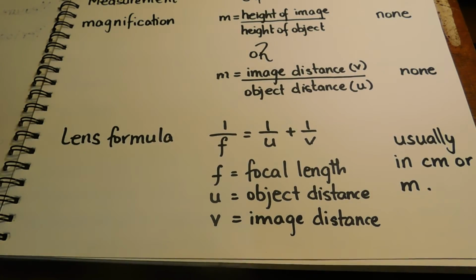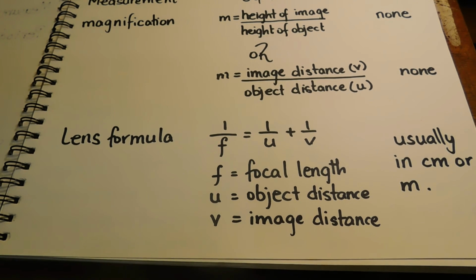We continue with the waves. You deal with magnification. And the magnification is determined by the height of the image over the height of the object, that has no units, and it's also determined by the distance of the image over the distance of the object. And we denote distance of image with V and distance of object with U, no units.